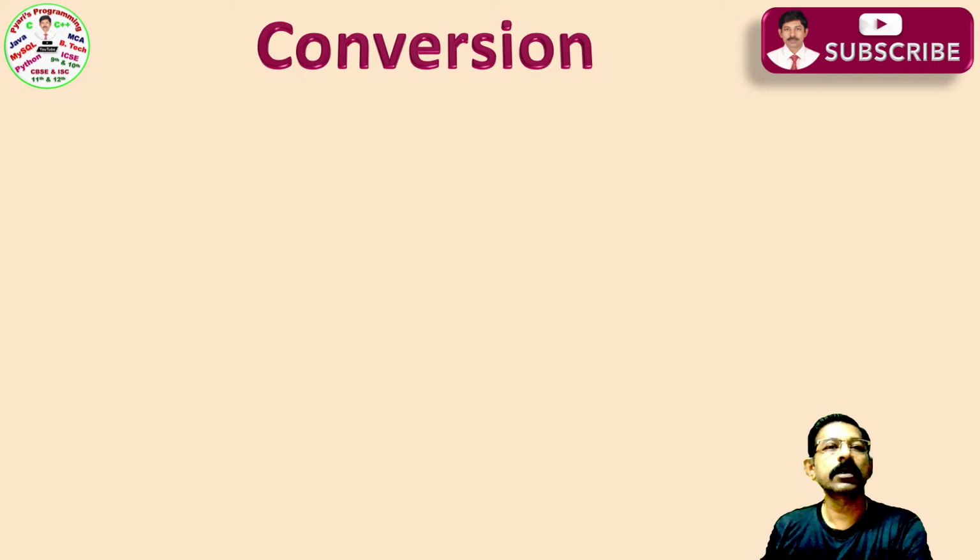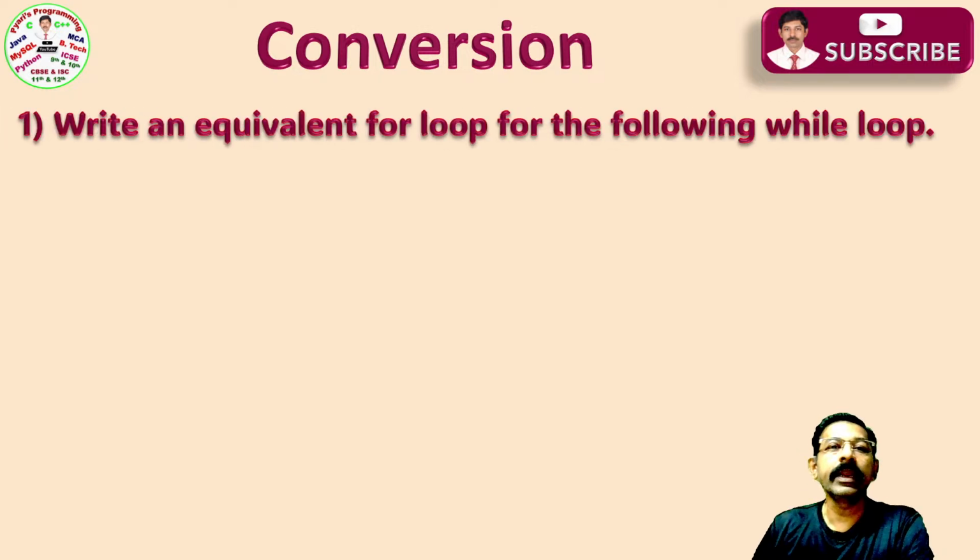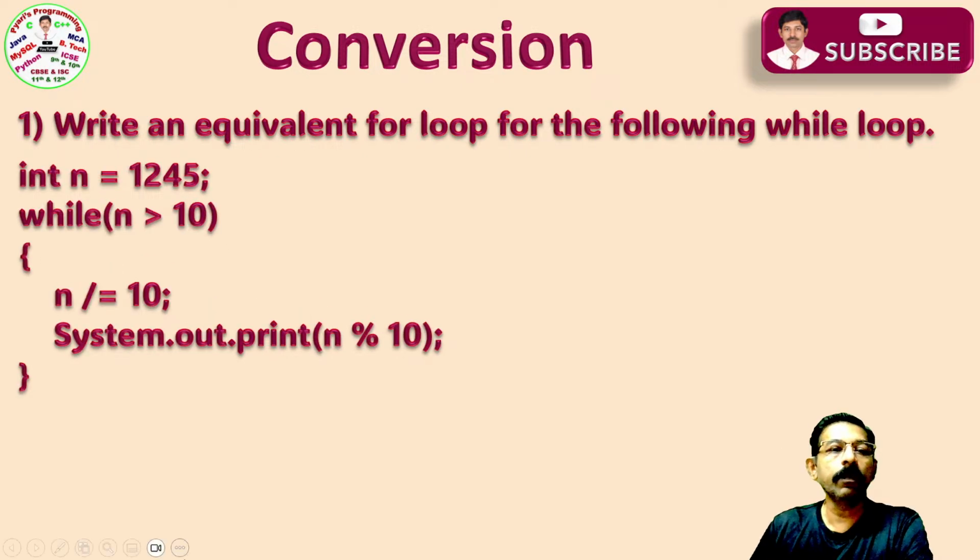The first one is conversion mechanism. Here it says: write an equivalent for loop for the following while loop. Here is a while loop. For this we need an equivalent for loop.